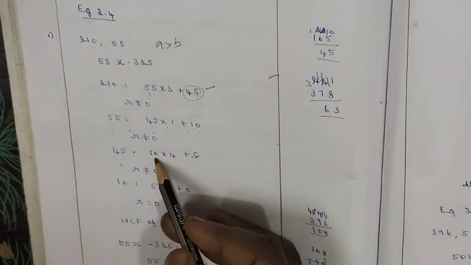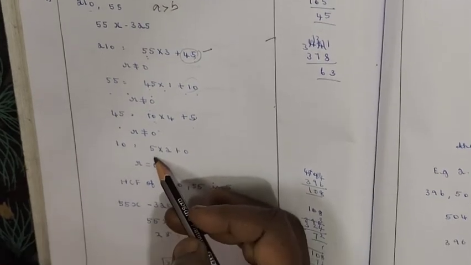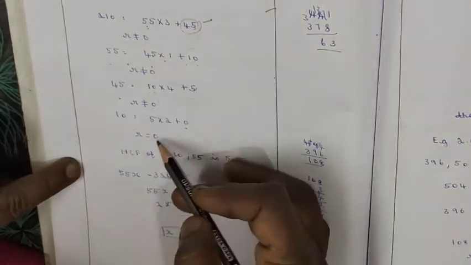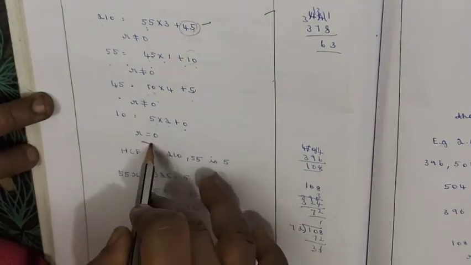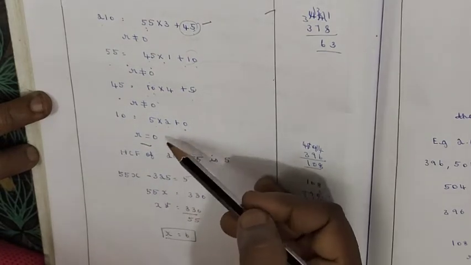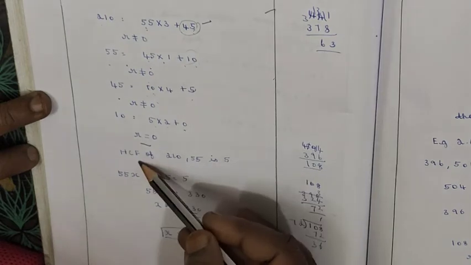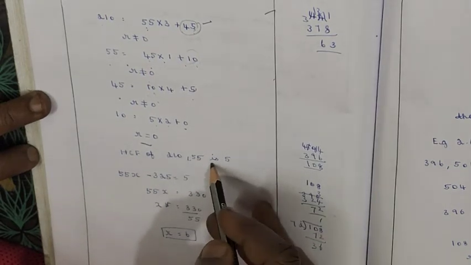Then here 10 becomes the dividend and 5 becomes the divisor. So, 10 equals 5 into 2 plus 0. Now, here we got R equal to 0. So, until we get R equal to 0, we have to follow Euclid's lemma. Now, HCF of 210 and 55 is 5.